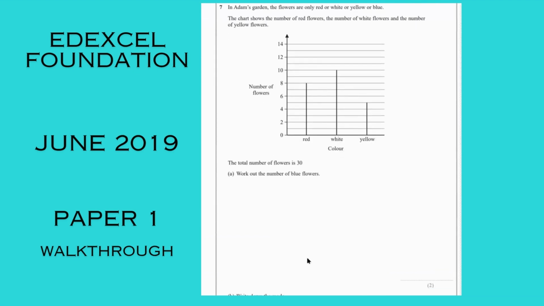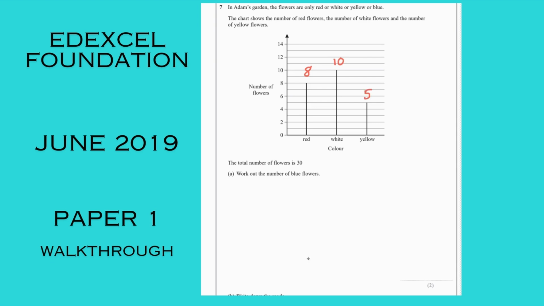On to question 7. Bar line graph. Can just about see part B. No point in scrolling down just for that. As soon as you see a bar chart or a pictogram or anything along those lines, my personal preference is to write numbers on the chart to get that bit done first.